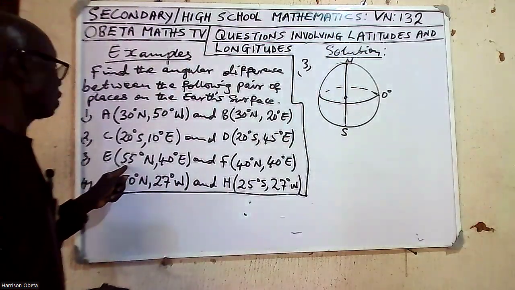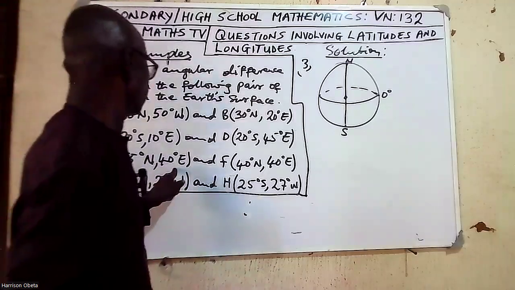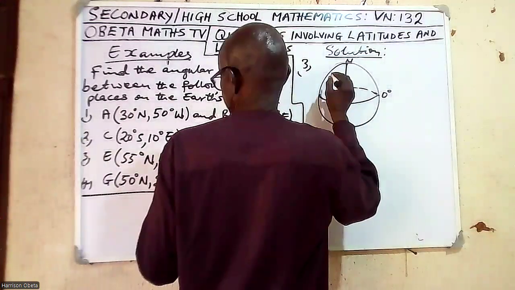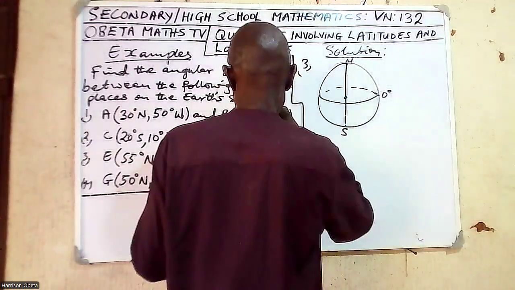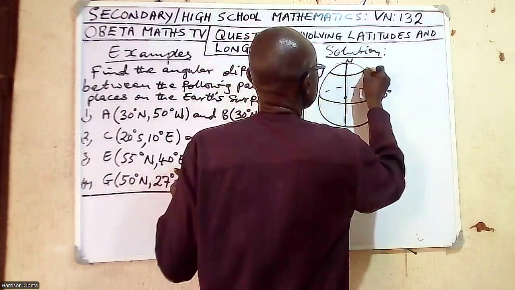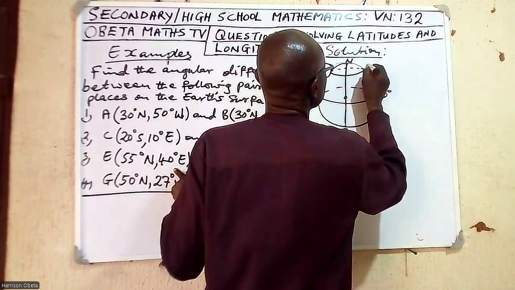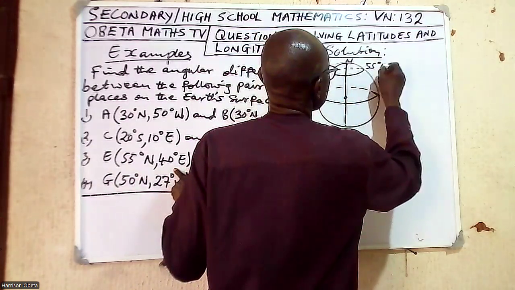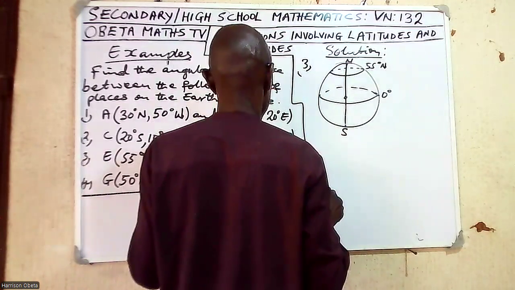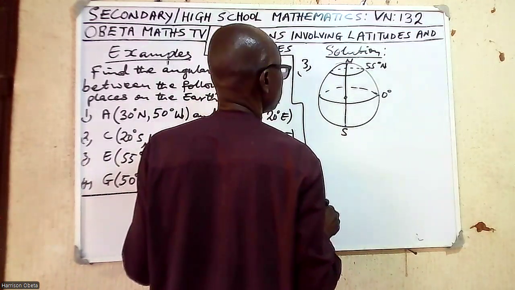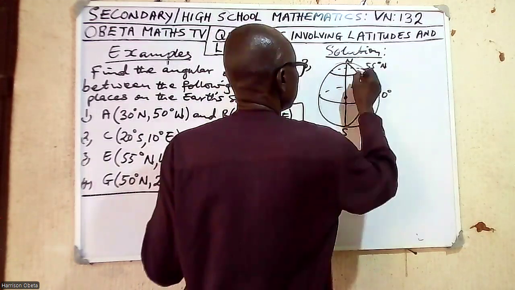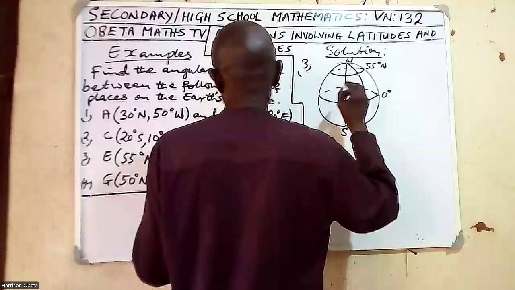He said 55 degrees north, 40 degrees east. Okay, 55 degrees north. Let us take this to represent that 55 degrees north and then 40 degrees east. 40 degrees east. So this is our point, and that will be E.